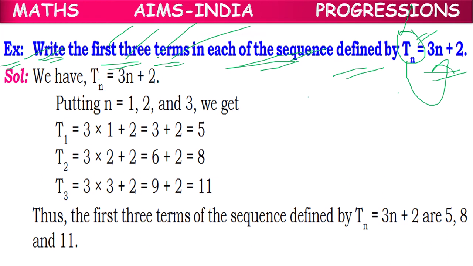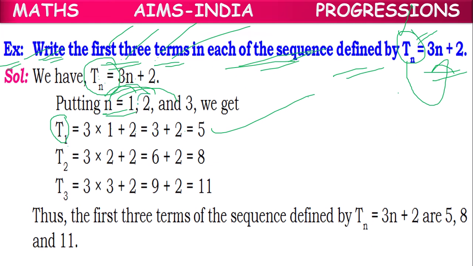If you want to find first three terms, we have to put n equal to 1 and n equal to 2 and n equal to 3. If we keep n values, we will get first three terms of the sequence. So suppose if you put 1 in the place of n, then Tn, the subscript will change to 1 in the left hand side. It will be the first term, and in the right hand side, 3 into 1 plus 2. 3 plus 2, which is equal to 5. So we got first term.